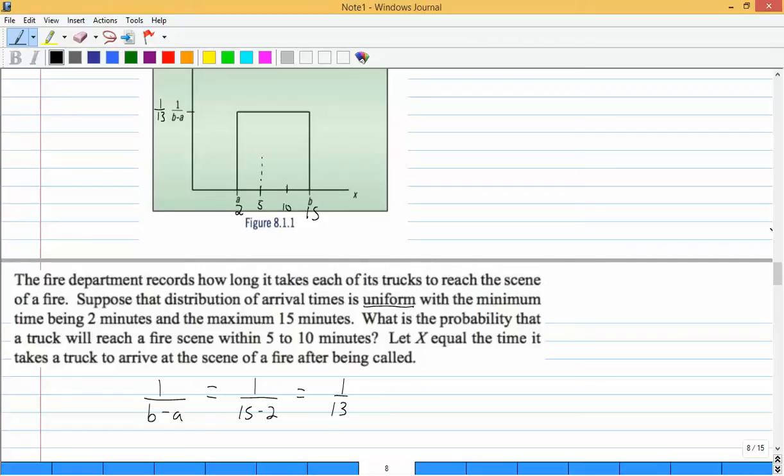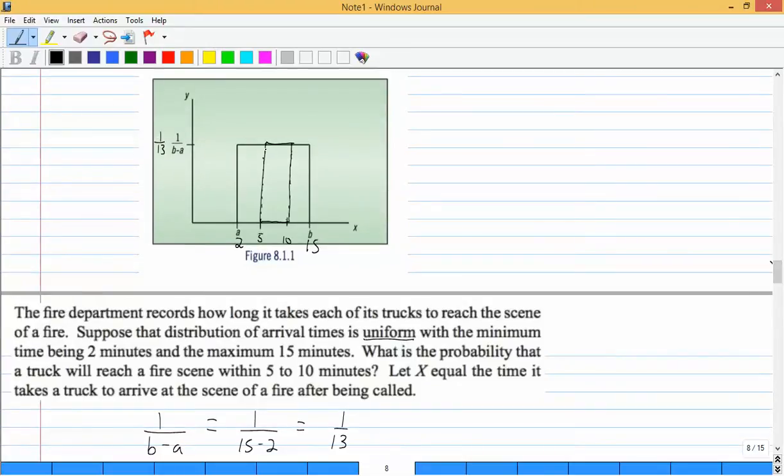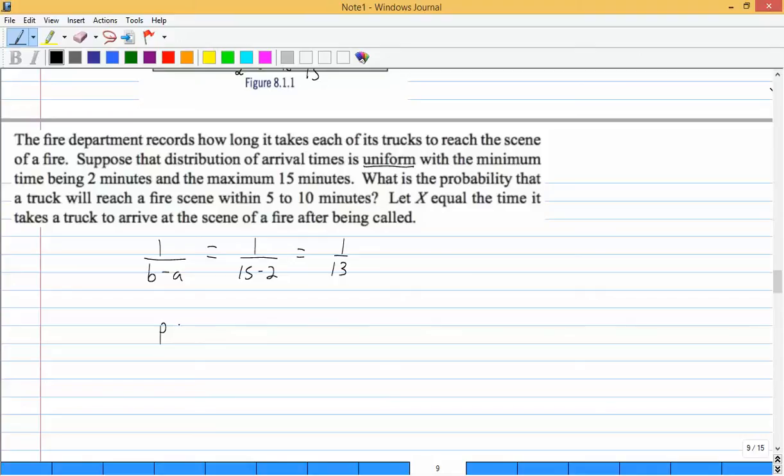So what we actually are figuring out is the area of this rectangle that's formed. We all know how to find the area of a rectangle: length times width. We know what the length is. It's the same, it's 1/13. What's the width? 10 minus 5, right? So our probability is going to be equal to 1/13 times 10 minus 5. So that's a lot easier than what we've been doing. So that's 5 over 13. That's the exact probability.